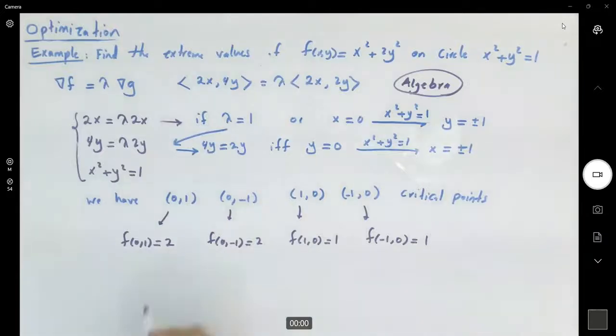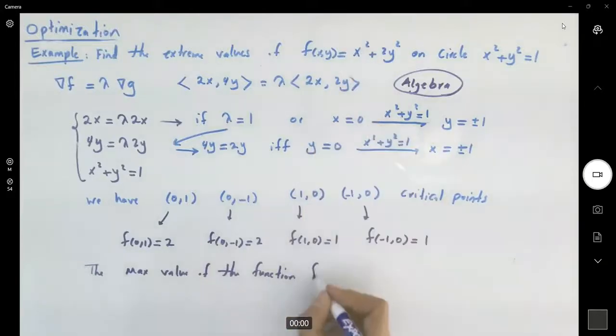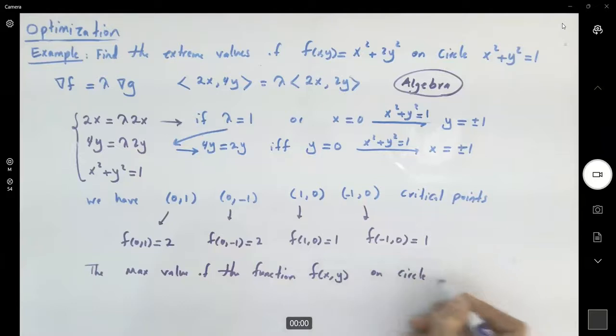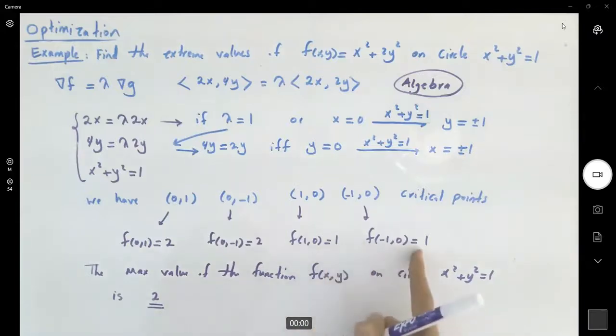So the maximum value of the function f on the unit circle x squared plus y squared equals 1 is 2. This is the maximum value of your function. Well, what about the minimum value of the function?